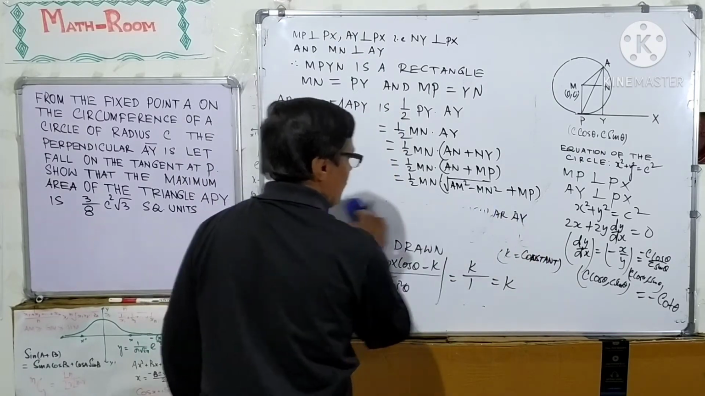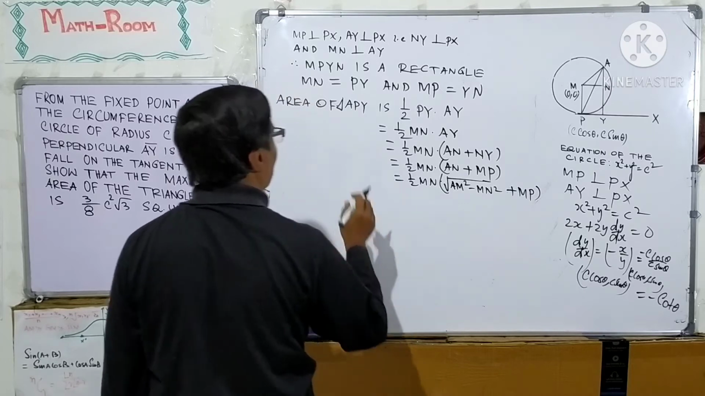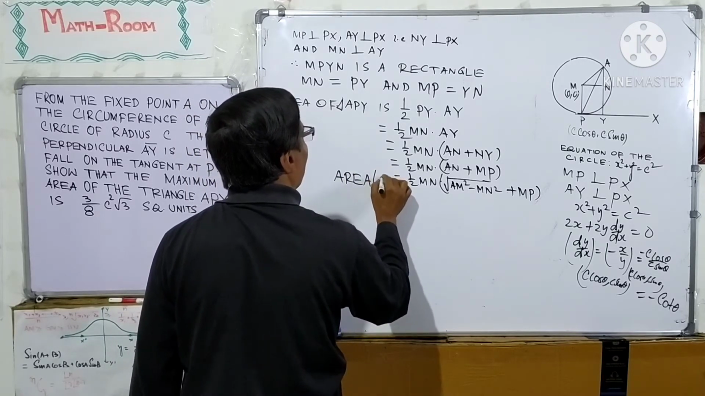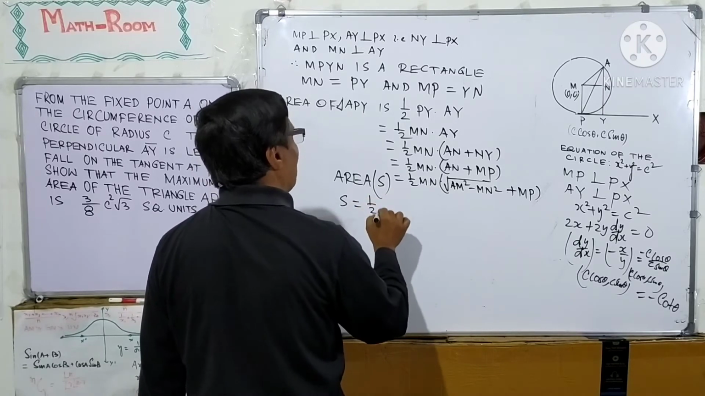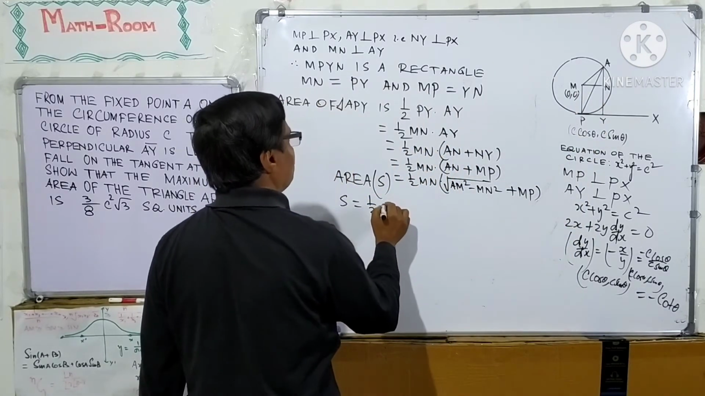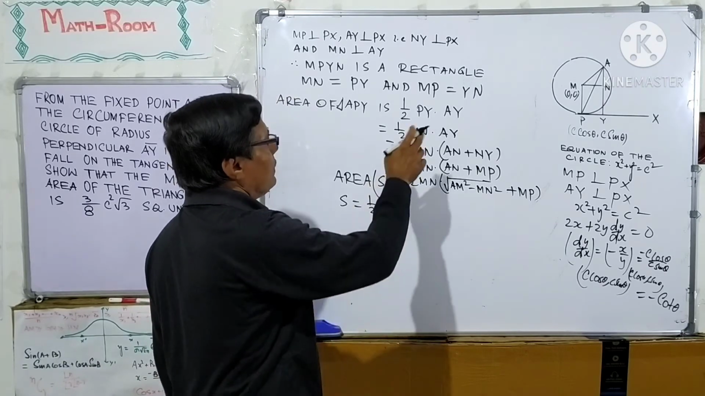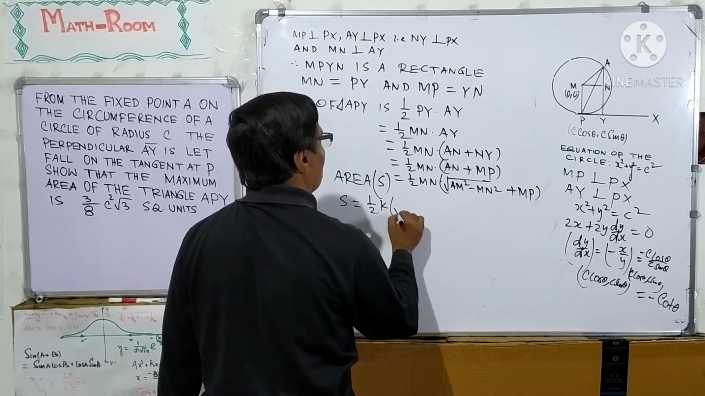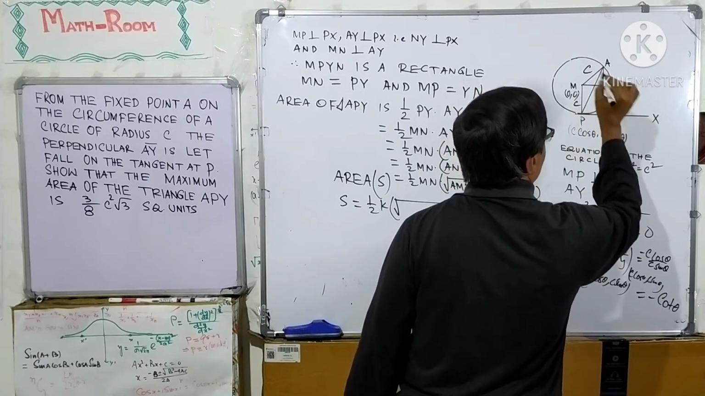So, the area S equal to half MN. MN is the perpendicular distance, which we have already got as k, that is half into k into root over of AM square. AM is c, the radius.